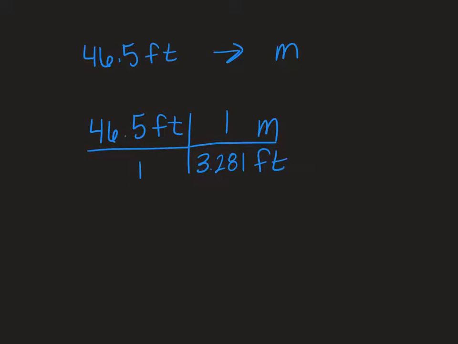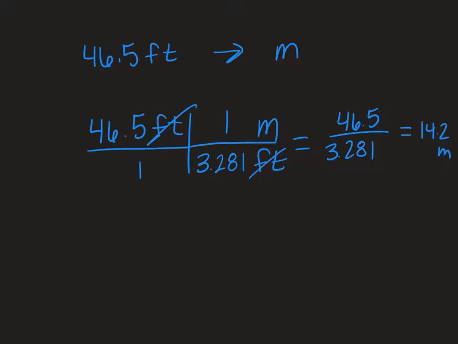So next, what we're going to do is we just multiply across. So we've got 46.5 over 3.281, right? So the feet cancel out, and then you just divide that out, and you get 14.2 meters.